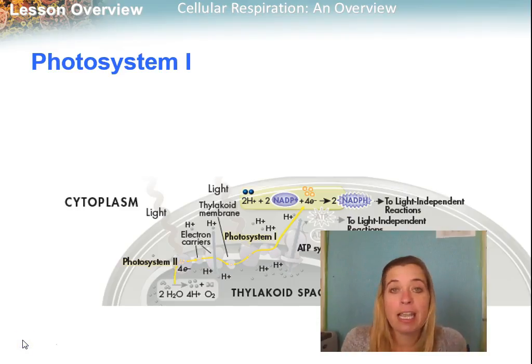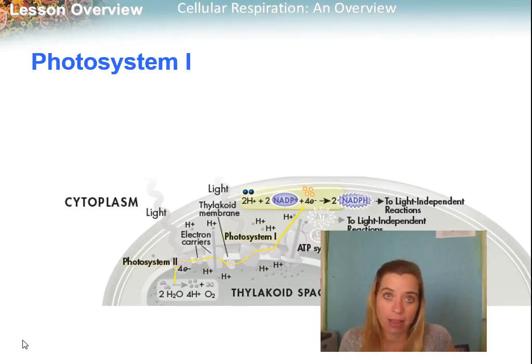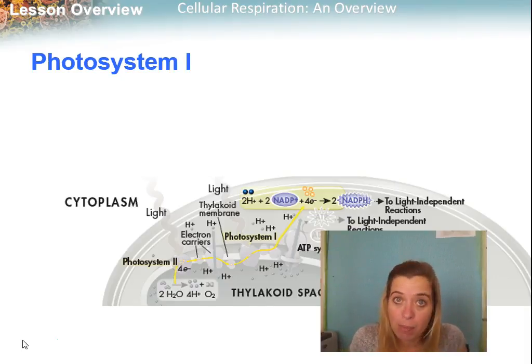At the end of the electron transport chain, the electrons no longer have an excited energy state. You could say that they're sad electrons. But that's okay, because that's where photosystem 1 will pick them up and re-excite them. So photosystem 1 also collects sunlight energy, starts to vibrate, transfers those vibrations into the electrons, and then the electrons are now in a very excited state.